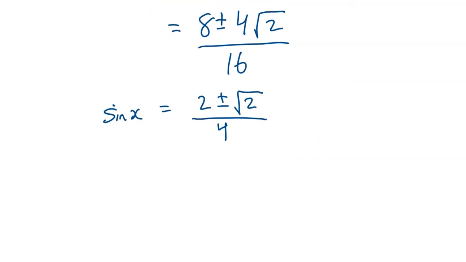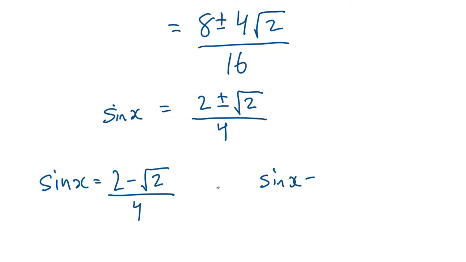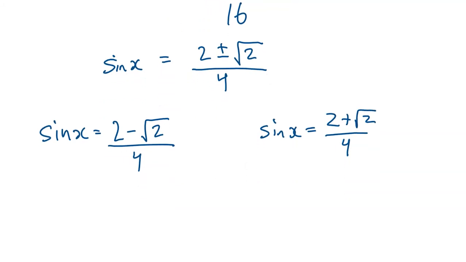So what do we do next? Let's do this. So therefore sine x, let's do this first, equals 2 minus root 2 over 4. And sine x equals 2 plus root 2 over 4. What do we do next? What do you think? You get rid of the sine by doing the inverse of something, the 2 minus or plus root 2 over 4.